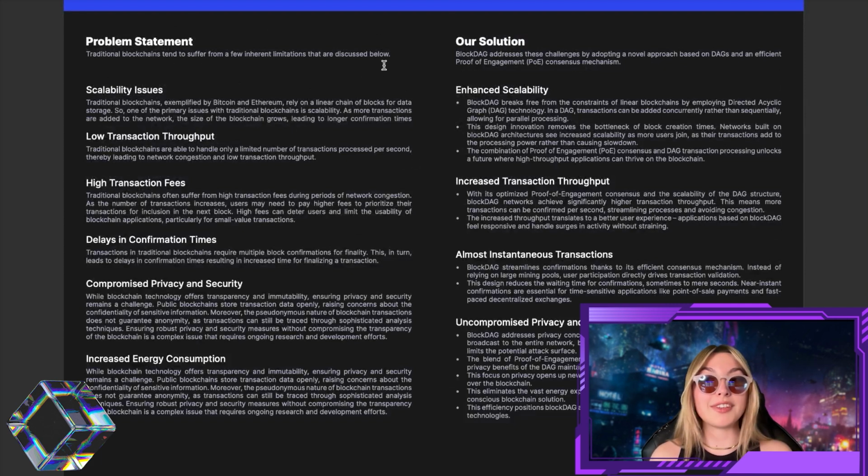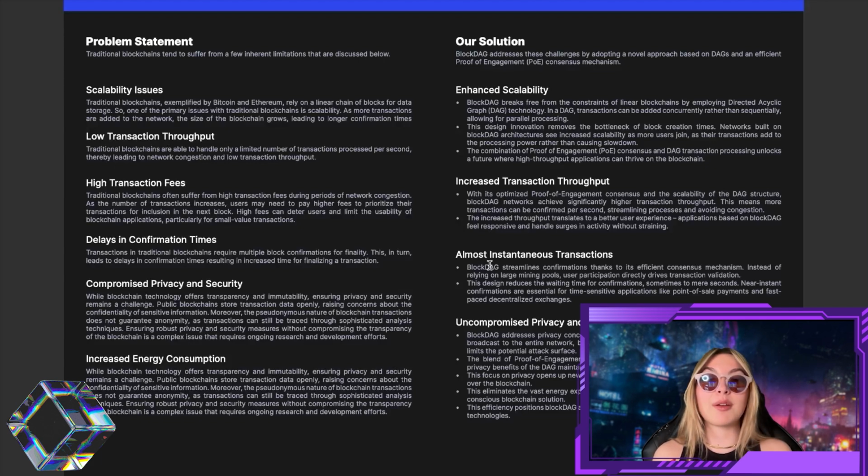Down below, when we're done with that, we can check out the problem statement and their solution to the previous statement. So you got scalability issues, low transaction throughput, high transaction fees, delays in confirmation times, compromised privacy and security, as well as increased energy consumption, all of which are real problems. And luckily, we've got some solutions on our hands as well.